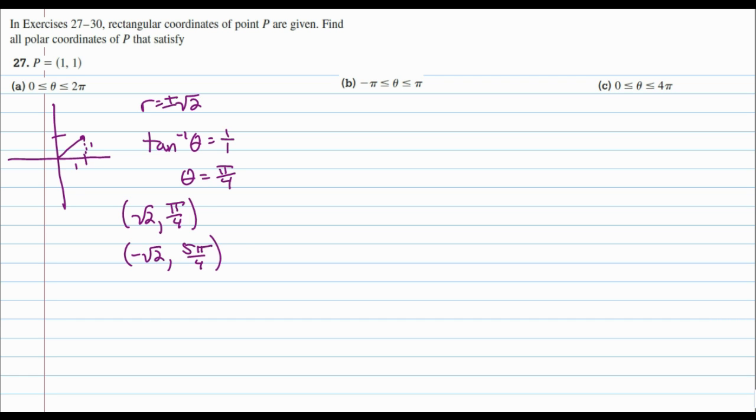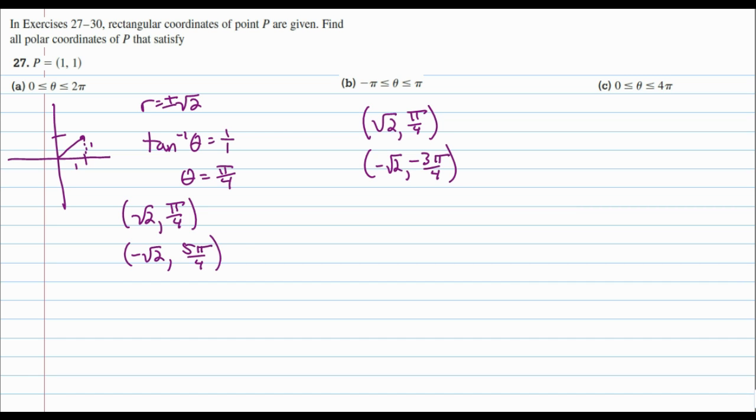Now part B is asking us to find two polar coordinates in between the intervals of negative pi and pi. So I will use square root 2, pi over 4 again because pi over 4 is between negative pi and pi. But now the other way I have to go backwards, so my next theta is going to be negative, and that will be negative 3 pi over 4. Now since that terminal ray would land in quadrant 3, I need r to be negative square root 2. So those are my two options, the only options, between negative pi and pi for theta.